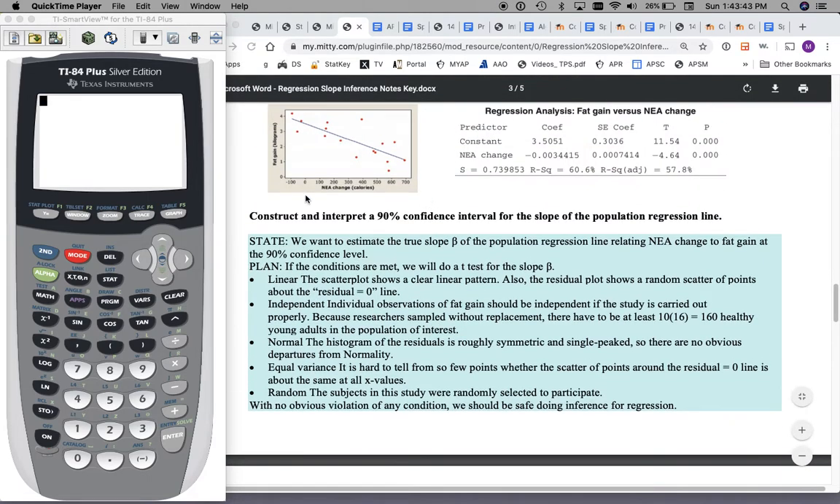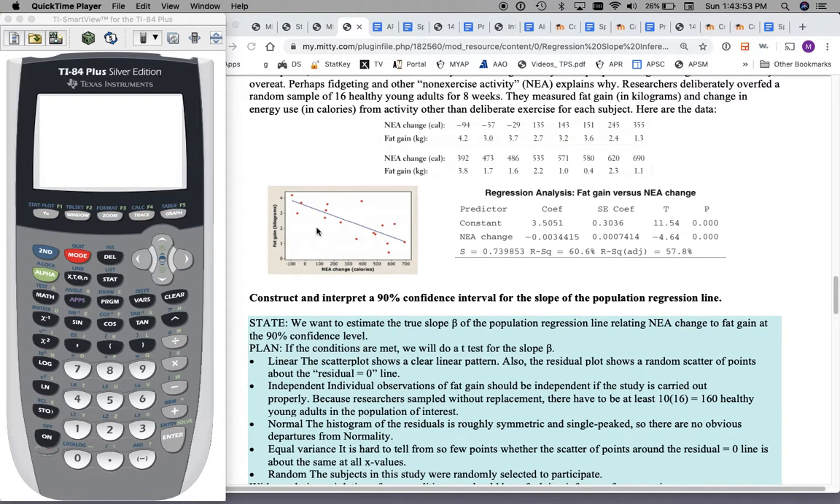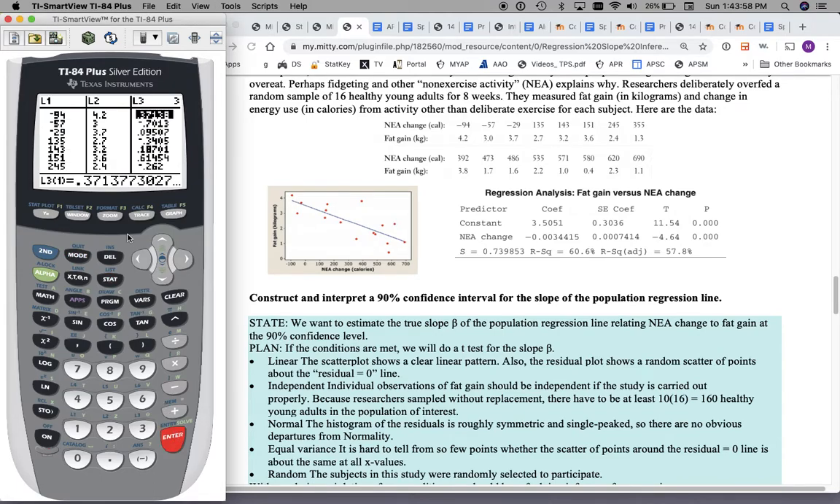Hey guys, here's another video concerning the inference procedures for regression and the slope of the regression line. This is the NEA fat gain data, which I still have in my calculator in L1 and L2, and I have my residuals there in L3. I showed you in the previous video how to check the conditions with the residual plot and histogram of the residuals. In this video, I'll show you quickly just the work that can be done using your calculator and the tests.